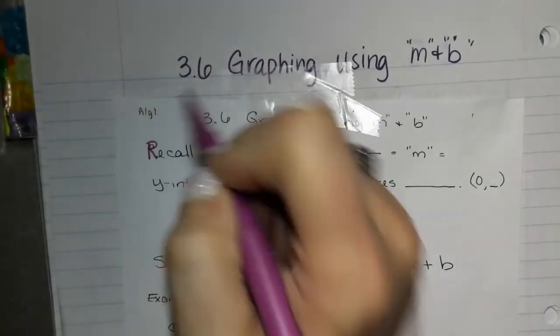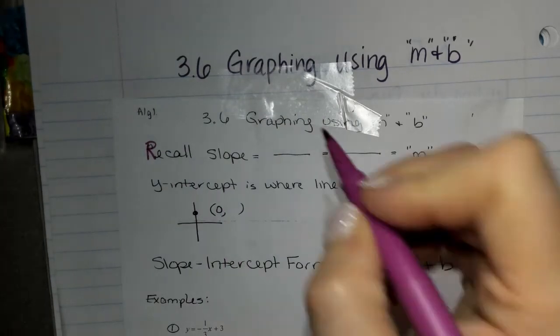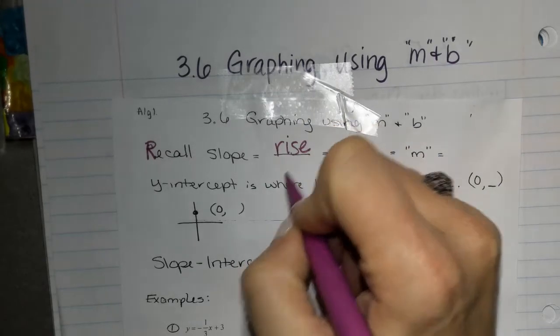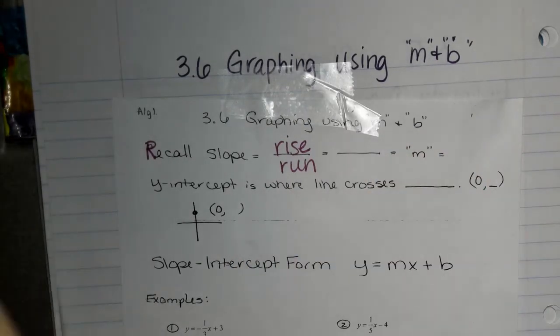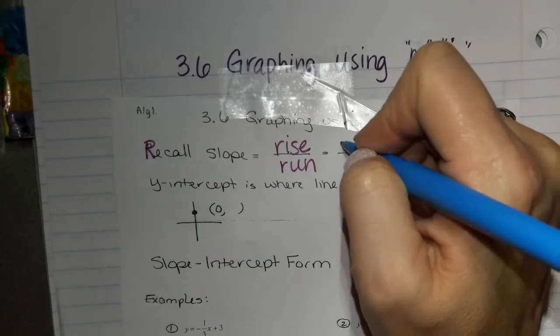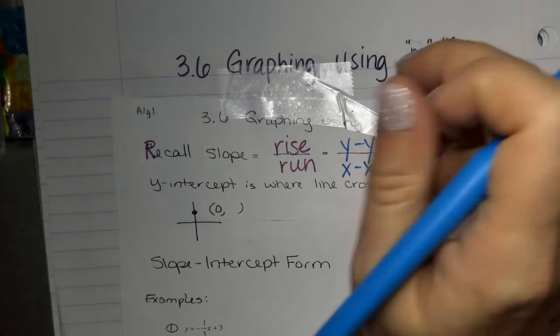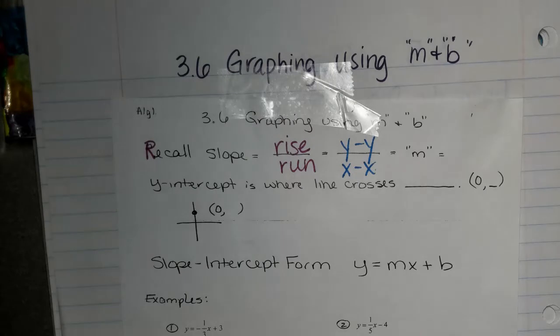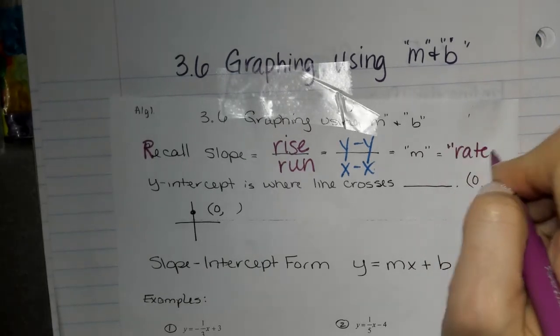So the first thing is we need to recall that slope equals two things. We know that slope equals the rise over the what? The run. Slope also equals the formula that we use when we have 2 points. On your quiz, we used y minus y and x minus x. And then we also know that the m equals the rate.